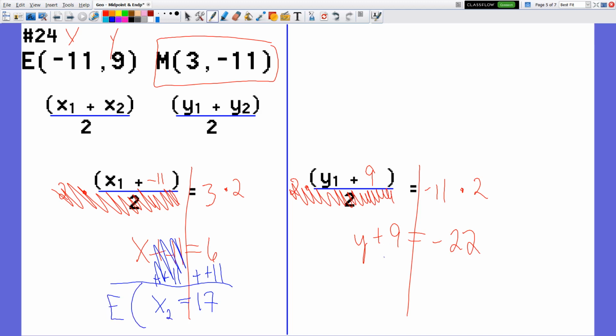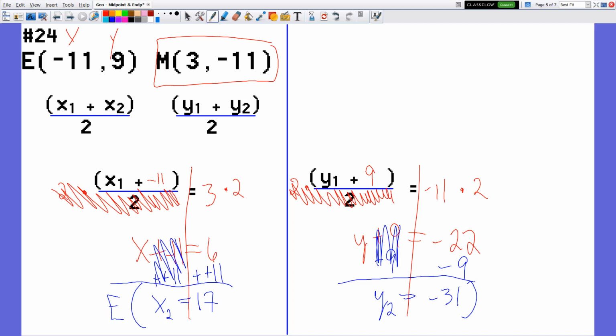We see plus 9. We know we have to work backwards, so -9. 9 was added on to y to get -22. For us to work backwards, you need to remove it. -22 plus -9. I'm going to go ahead and just play it safe. -22 plus -9 is -31. I just wanted to make sure. There's no reason why not to look. All right, so y2. So what this is telling us is that we should have an x value of 17 and a y value of -31.